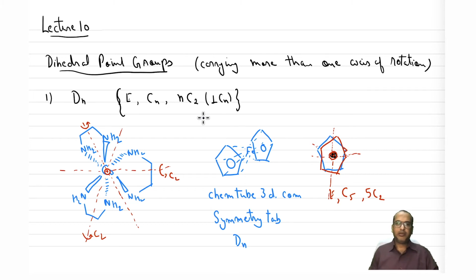So this example can be very well understood now. If you cannot visualize it in 3D here, I request you to go to chemtube3d.com and try to visualize the molecule there. Both the molecules are listed on that website, and it will be easier for you to understand if you log in. So this is one of the dihedral point groups.